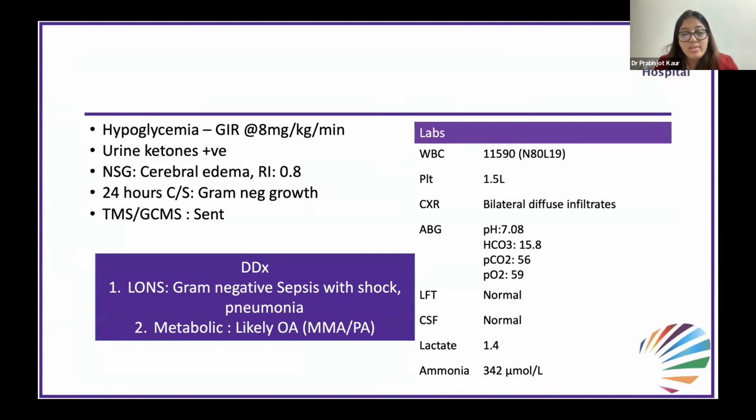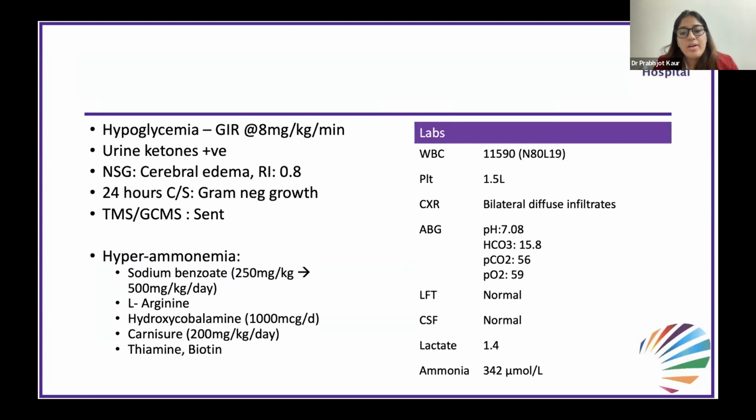But with a high ammonia of 342, metabolic etiology is likely because the liver functions are also absolutely normal. So we kept a metabolic possibility, likely organic acidemias. So a high ammonia of 342 warrants treatment. So the baby was started on sodium benzoate, L-arginine, hydroxycobalamin, carnitine, as well as thiamine and biotin.